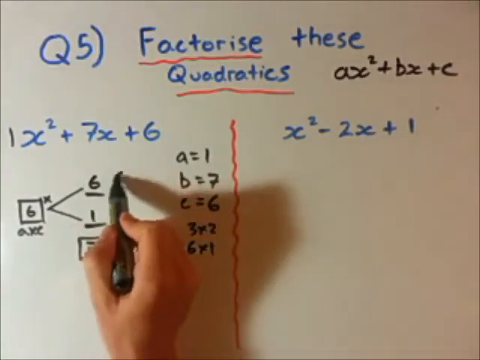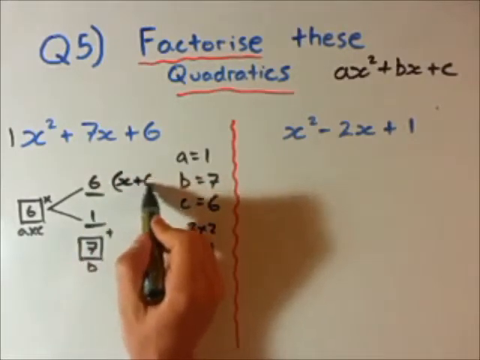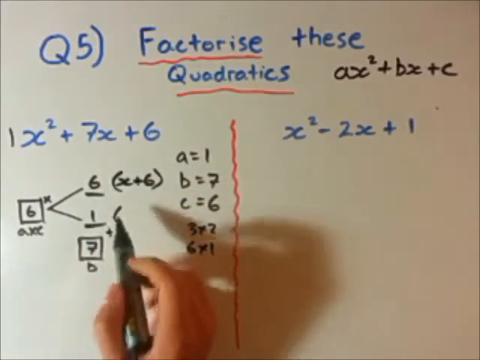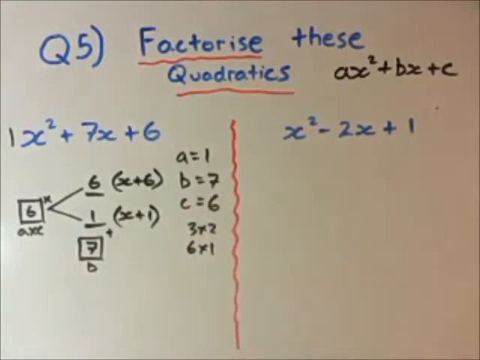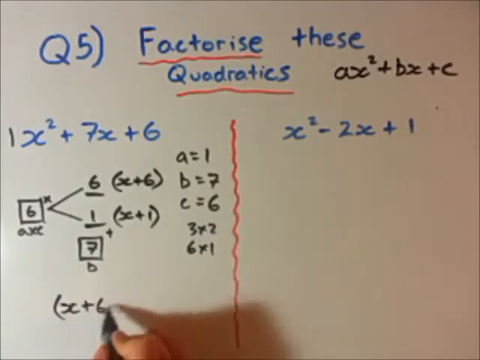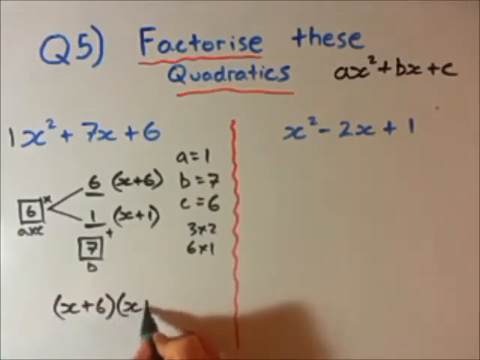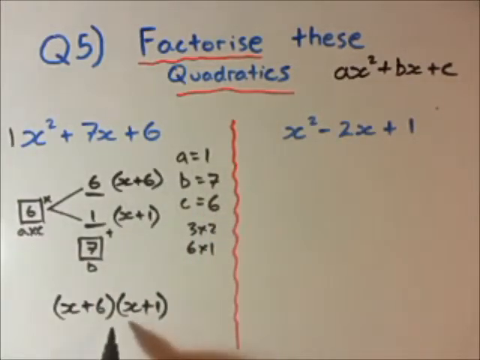Next step, you just write x plus this number here. And same for this one, x plus 1. And there are our 2 brackets. So our final answer will be x plus 6, bring them together, x plus 1. So we have factorised this quadratic into bracket form pretty easily using this Fox family method. Let's go and have a look at the second one now.